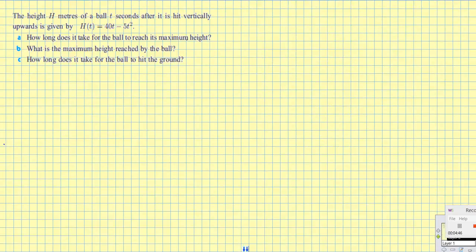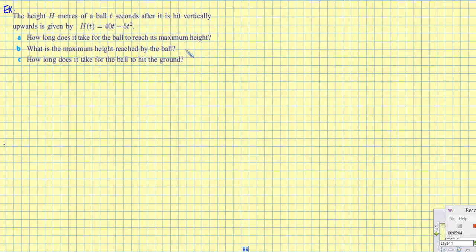Next question. Let's take a look at the next question, which is a real-world situation type problem. It says that we've got the height h meters of a ball, t seconds after it's hit vertically upwards, and is given by this formula, h of t equals 40t minus 5t squared. So the question is asking, how long does it take for the ball to reach its maximum height?